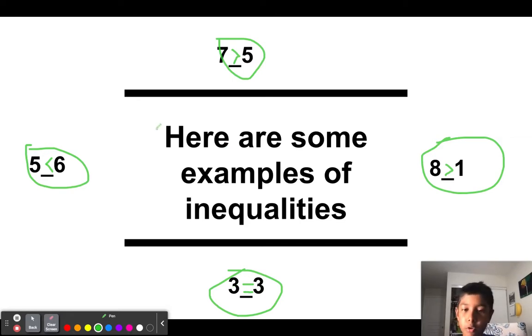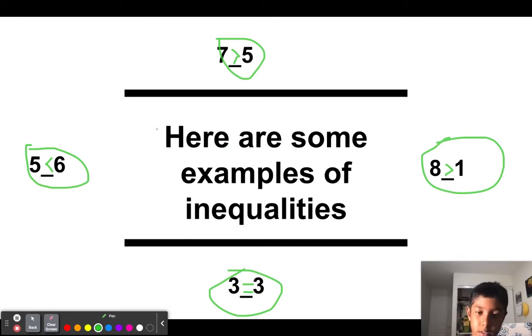I hope you understand some sort of introduction to inequalities. So that's basically what inequalities are. You're trying to figure out which number is bigger and then put the sign there.